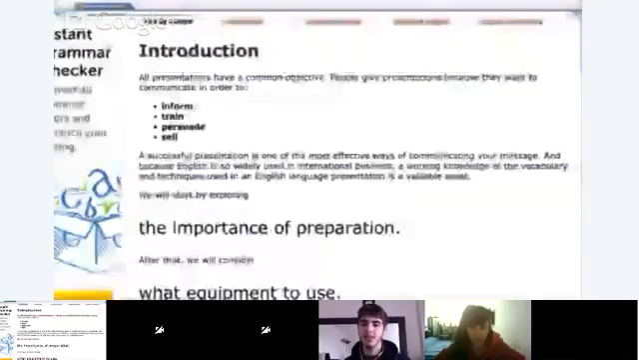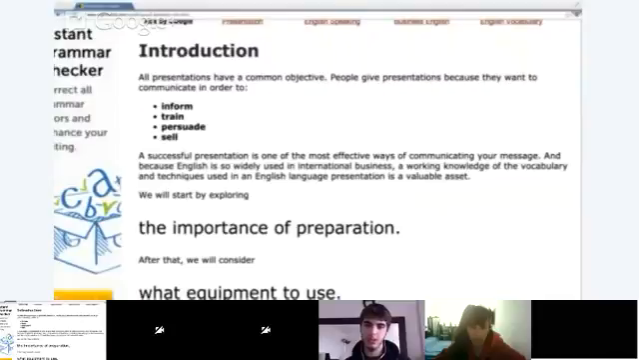All presentations have a common objective. People give presentations because they want to communicate in order to inform, train, persuade, sell. A successful presentation is one of the most effective ways of communicating your message, and because English is so widely used in international business, a working knowledge of the vocabulary and techniques used in an English language presentation is a valuable asset. We will start by exploring the importance of preparation. After that, we will consider what equipment to use.